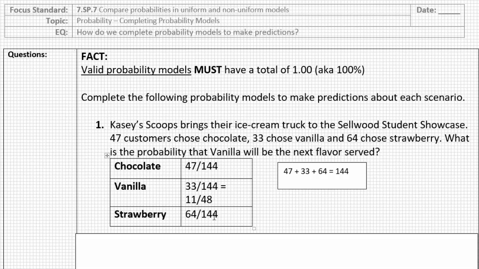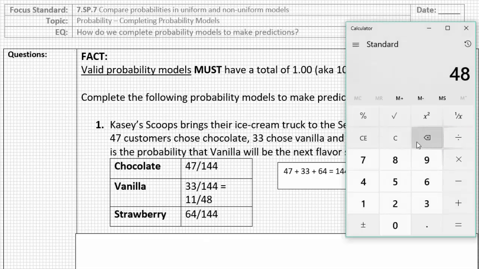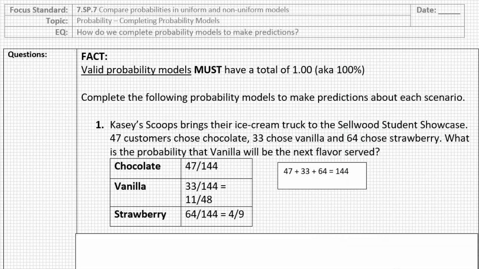And I know that 64 and 144 can be reduced also. We can see that 4 is a factor, 16 is also a factor. So if we reduce both of those by the greatest common factor of 16, let's do that, pause the video, and come back and compare. So here are those fractions in simplest form. So we know the probability as a fraction of what we would expect for each of the flavors.